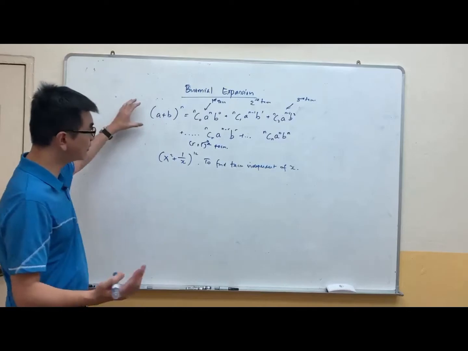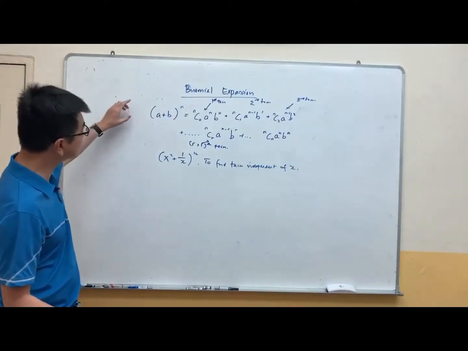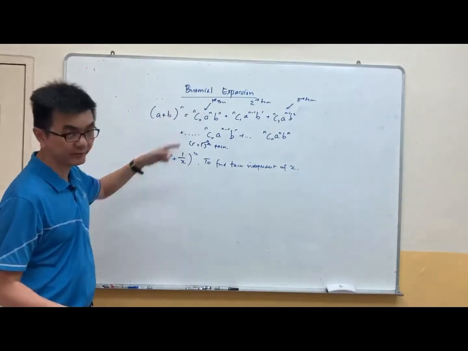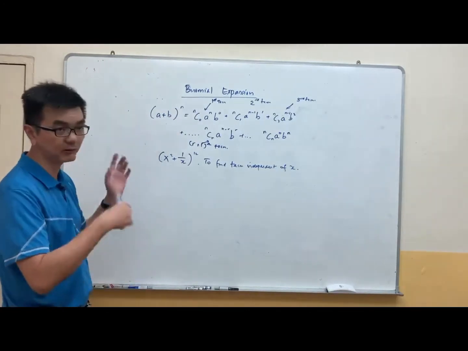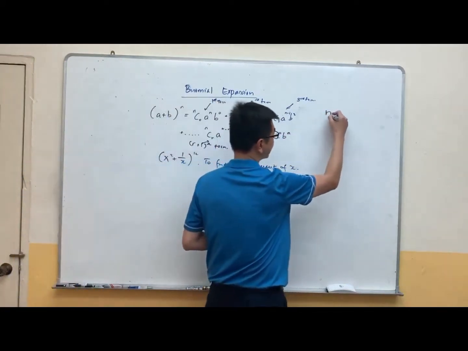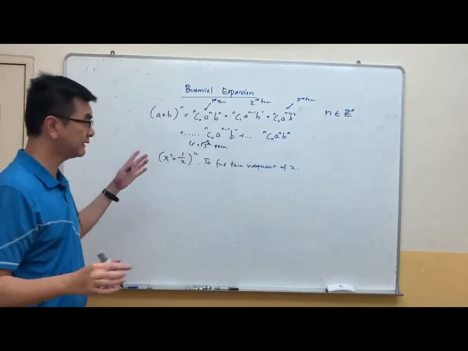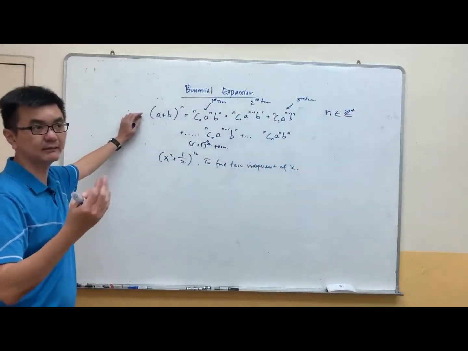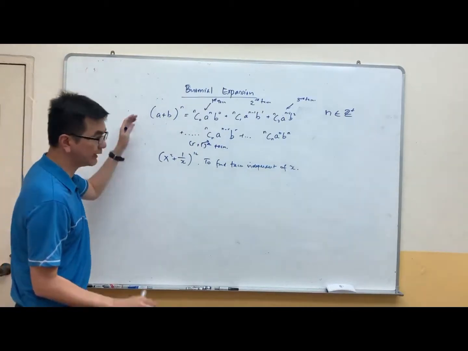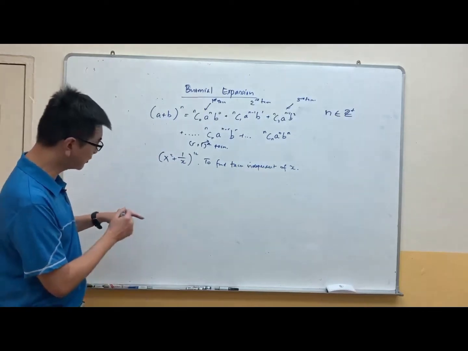Let's recap how the binomial expansion looks. I have (a plus b) to the power of n, meaning a plus b multiplied by itself n times. In this case, my n is a positive integer, 2 and above. It must be an integer, and that is within the scope of what we learned in A Math. So the expansion will look like this.